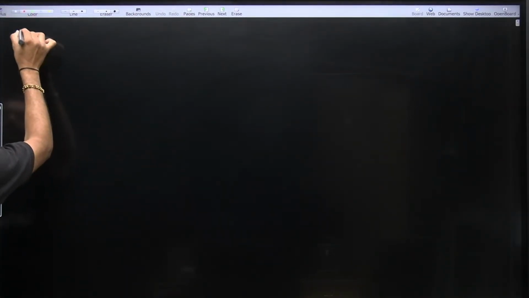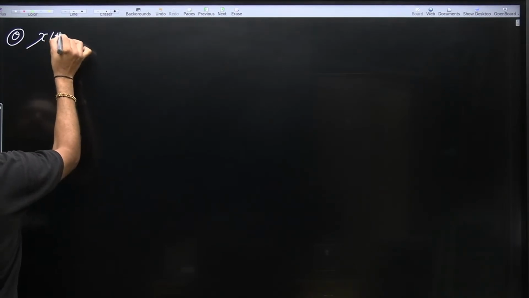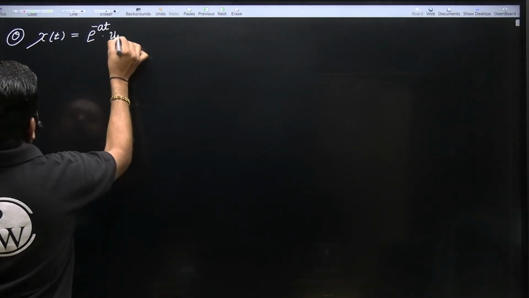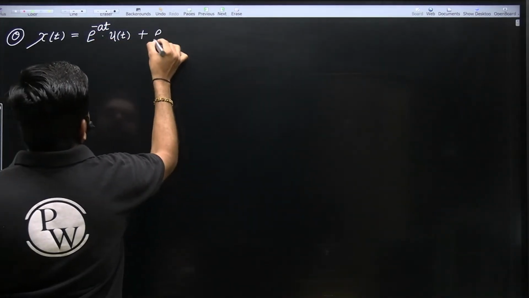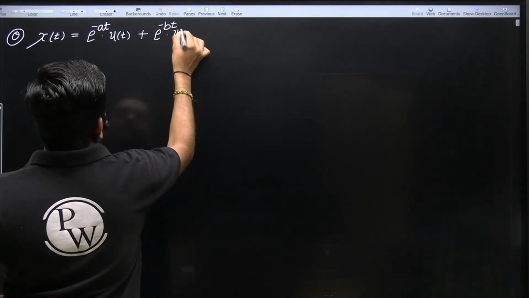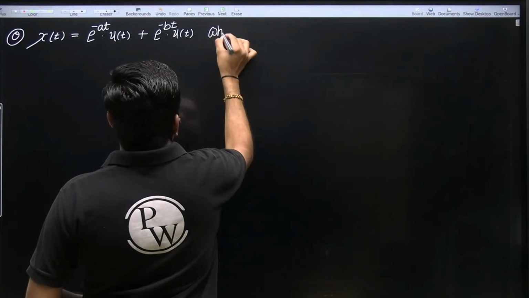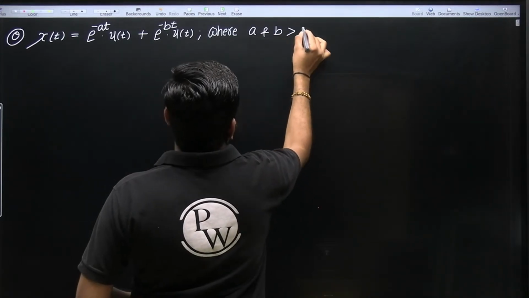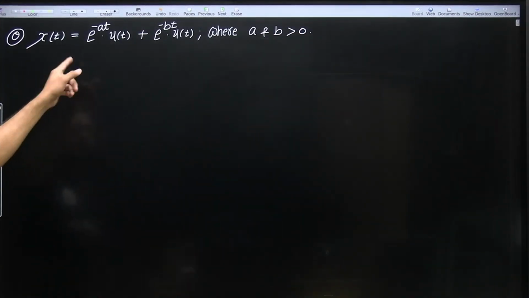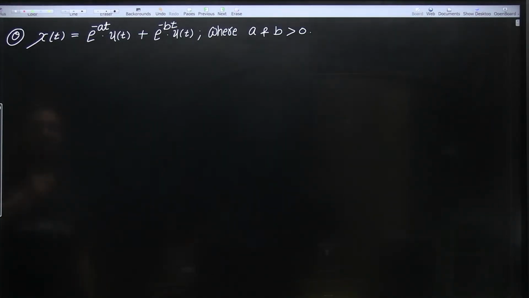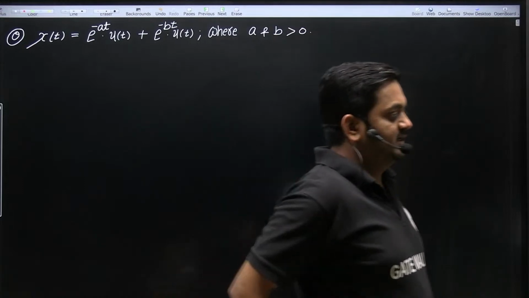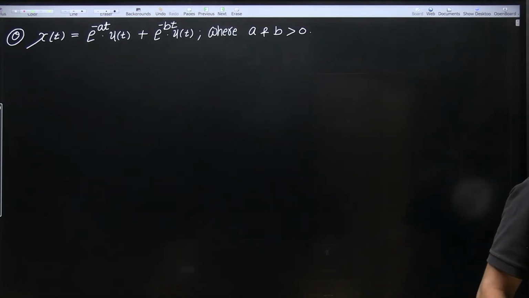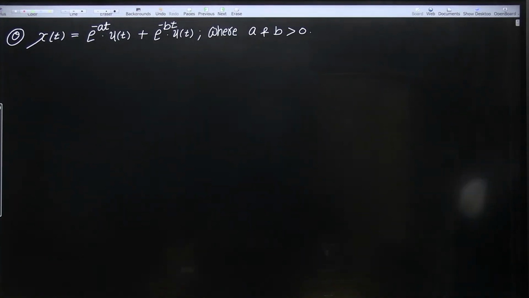Suppose I am taking one question. x(t) = e^(-at) u(t) + e^(-bt) u(t), where a and b both are greater than 0. That means both are right-sided decreasing functions. Then what will be the energy of the x(t) signal?